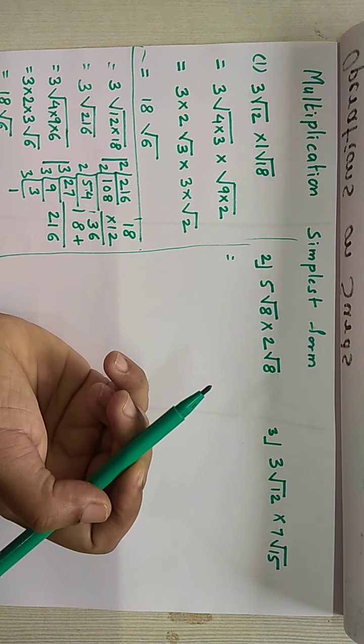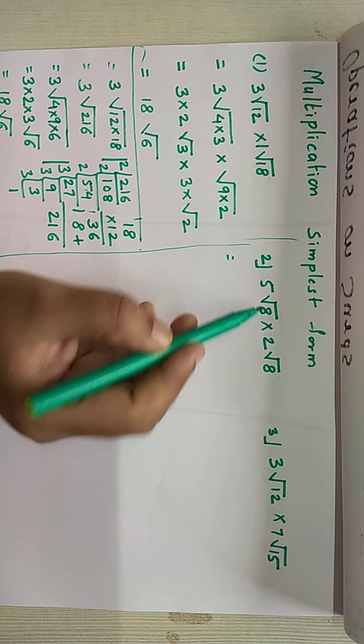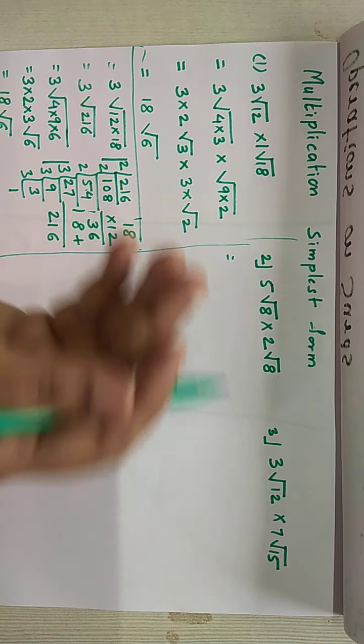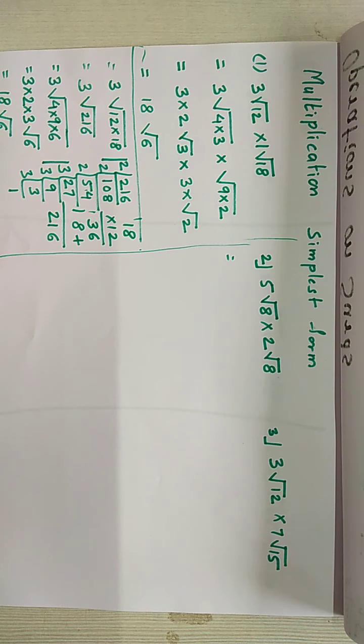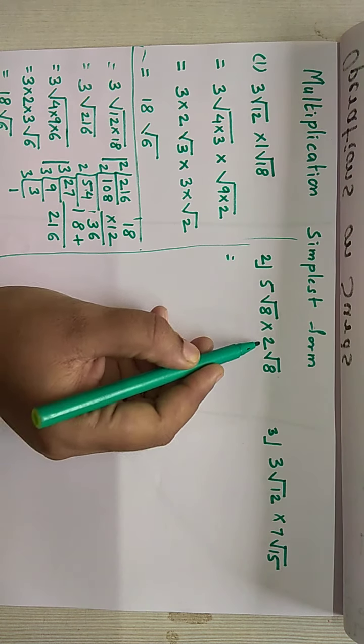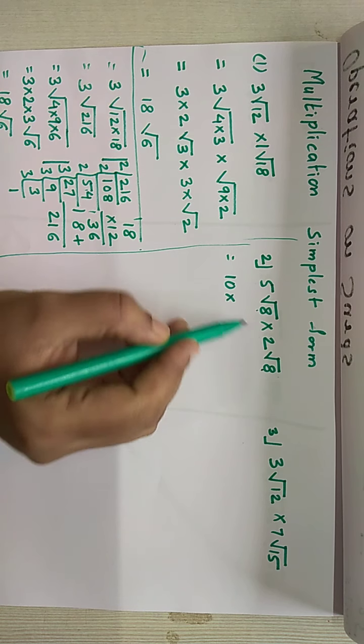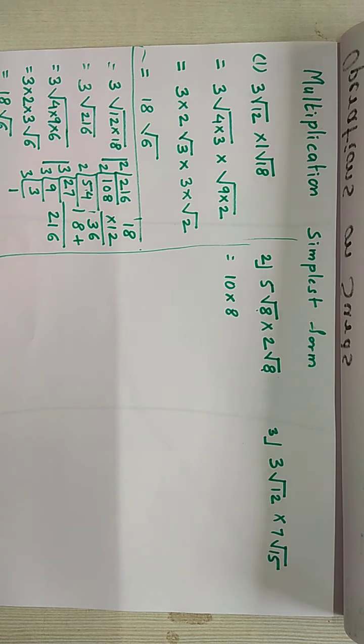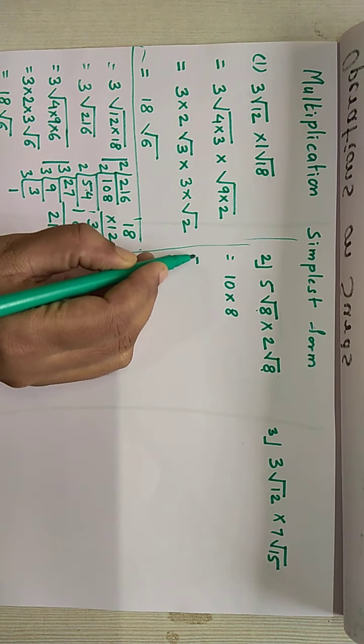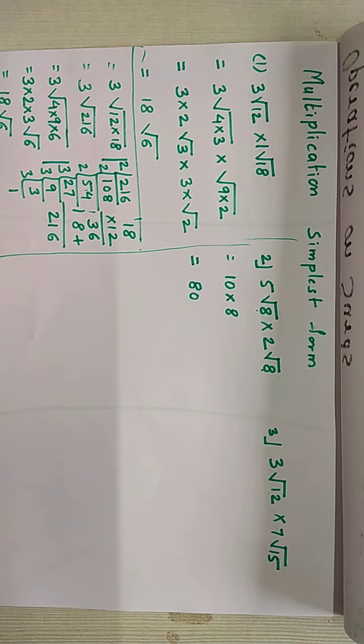Now the next sum over here is 5 root 8 and 2 root 8. Now root 8 and root 8 is there. We know that root 2 into root 2 is 2, root 3 into root 3 is 3, root 5 into root 5 is 5. Similarly, root 8 into root 8 will be 8. Okay, so 5 and 2 will become 10, 5 2s are 10, and root 8 into root 8 will become 8. So the final answer of this is 80. 80 is the final answer.